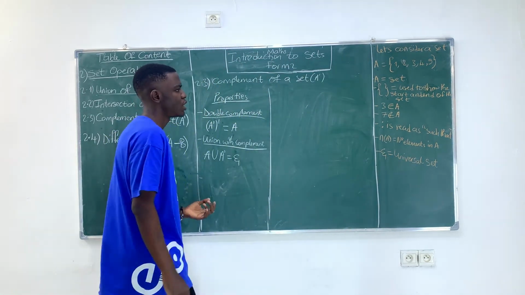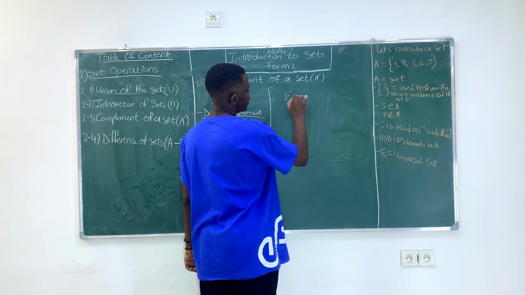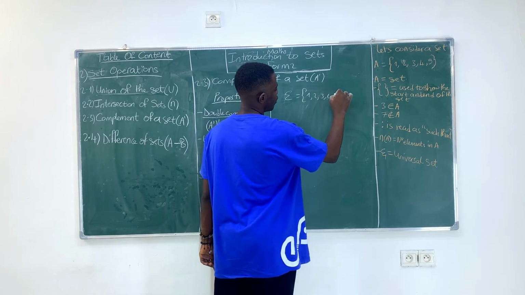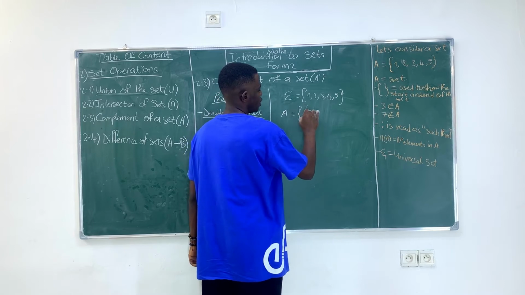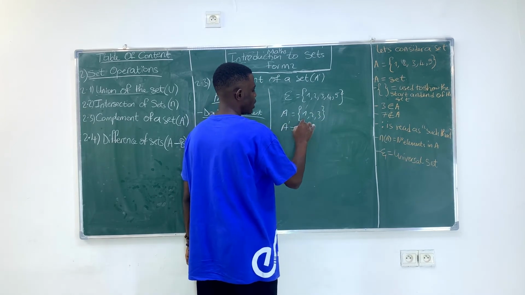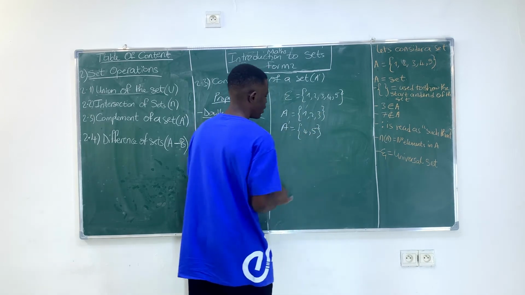So let's check if that is correct. We have our universal set, zeta, as 1, 2, 3, 4, 5, and we have our A as 1, 2, 3. The complement is going to be our A prime. We calculated it and it was 4 and 5.